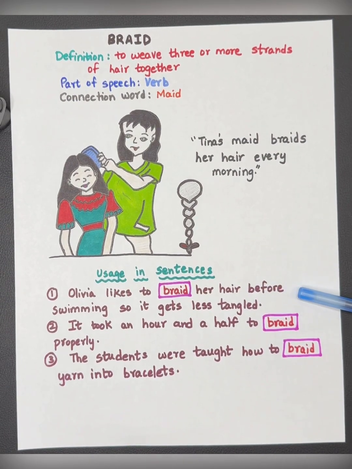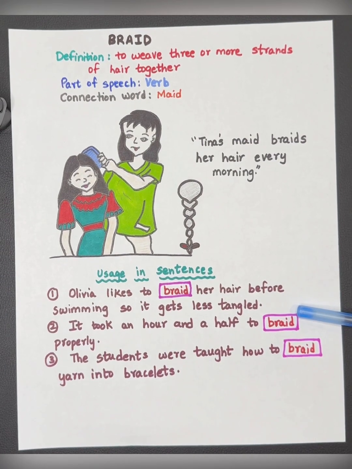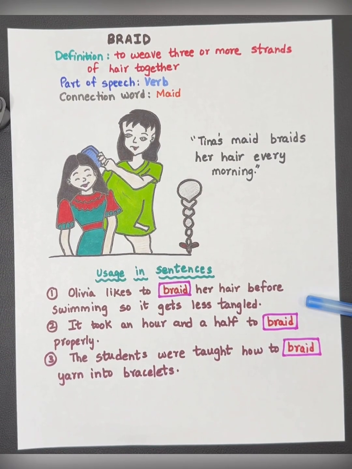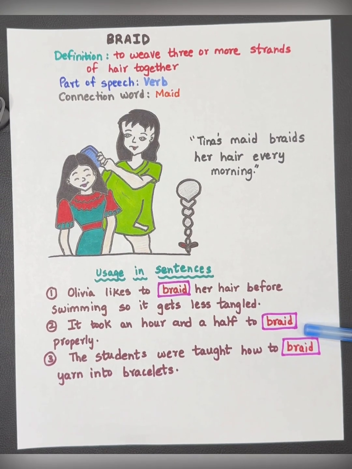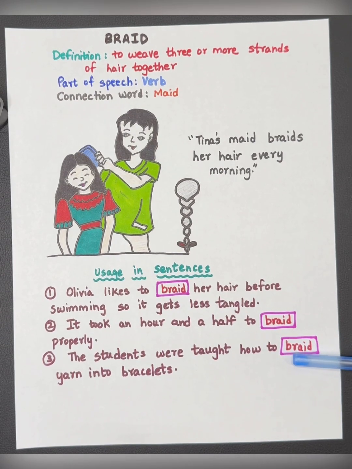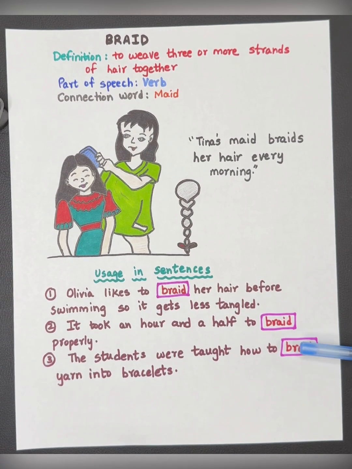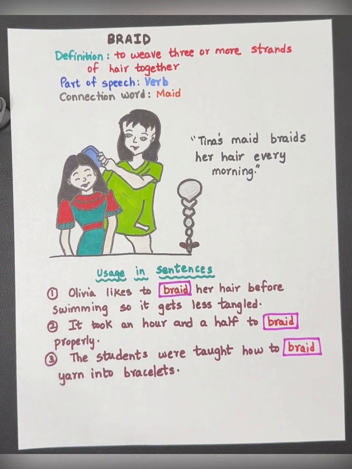Olivia likes to braid her hair before swimming so it gets less tangled. Tangled means knotted. It took an hour and a half to braid properly. The students were taught how to braid yarn into bracelets. So they were taught how to braid the thread into bracelets.